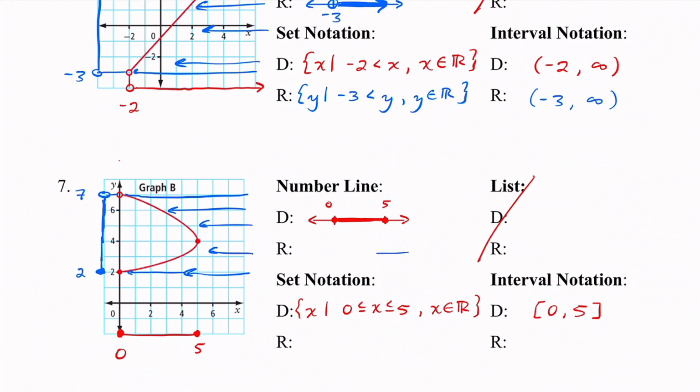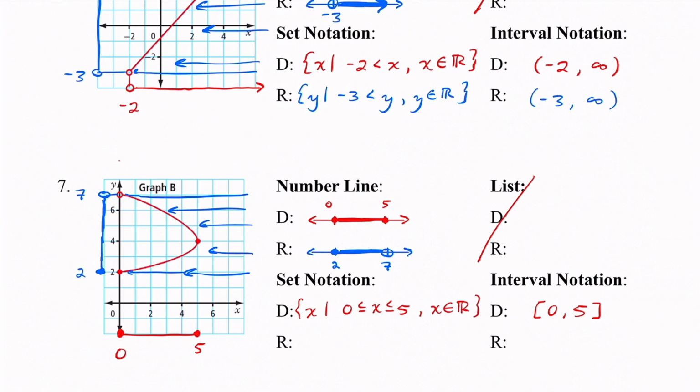So on our number line, it's going to go from 2 to 7, and it includes the 2. We had a solid dot there, but it does not include the 7. So open dot there, and then draw your shadow or your shading on the line.